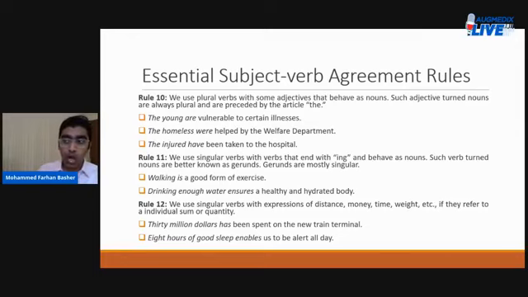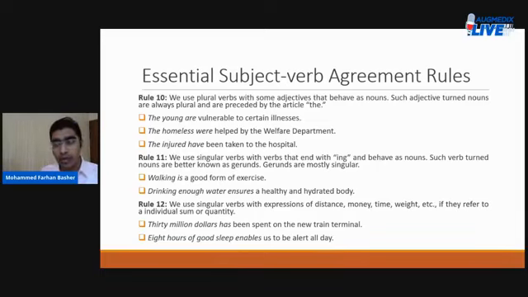The homeless were helped by the welfare department. The injured have been taken to the hospital. So the injured have, the homeless were, the young are, you see? So the young, the homeless, the injured, these are all adjective-turned nouns, right?